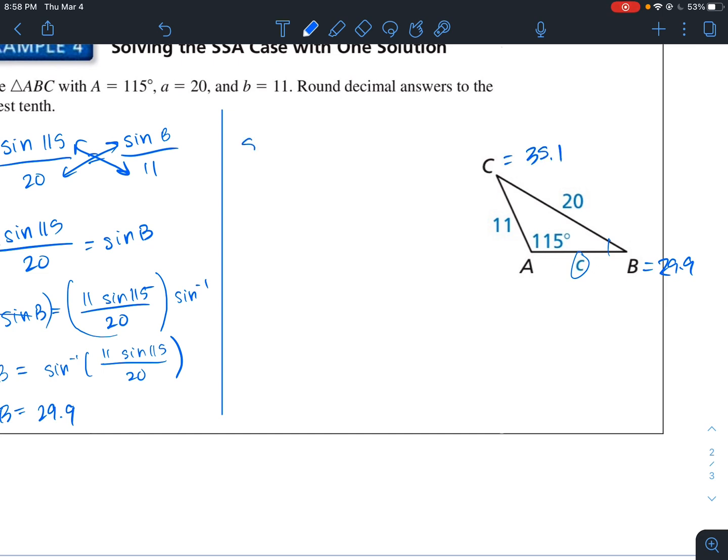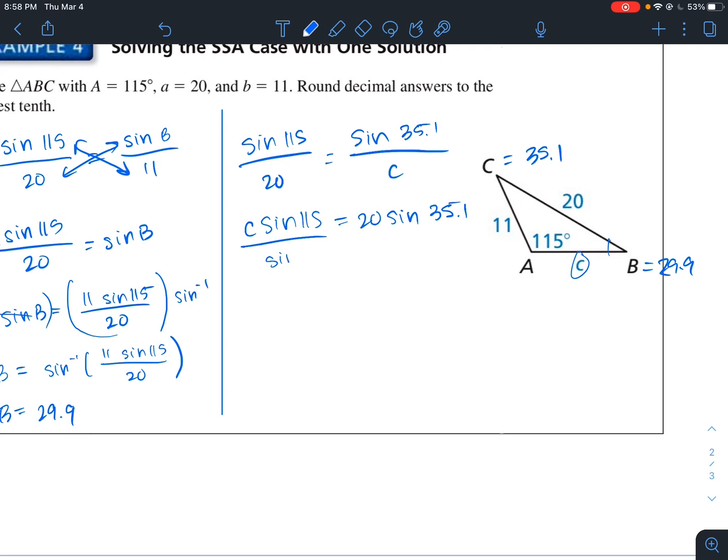Okay, now I can use it. So sine of 115 divided by 20 is equal to sine of angle C, which we now know is 35.1, divided by C. Cross multiply, so I get C sine of 115 equal to 20 sine of 35.1, divided by sine of 115 divided by sine of 115. So C is equal to 20 sine of 35.1 divided by sine of 115. Okay.